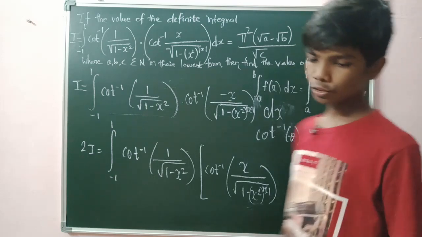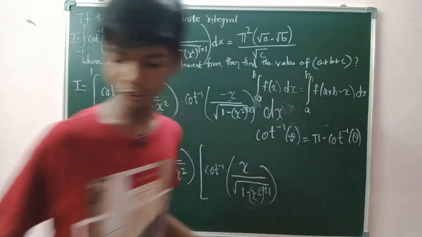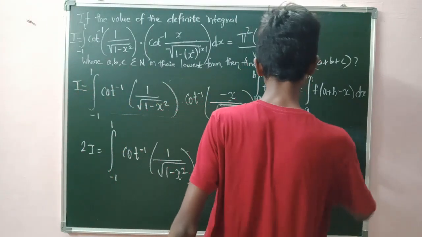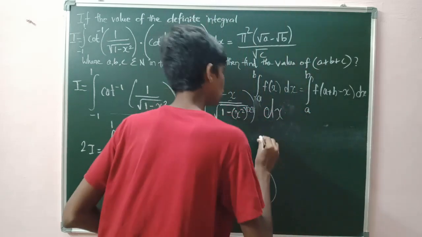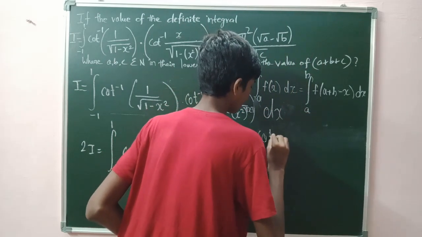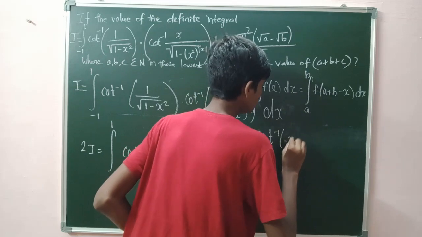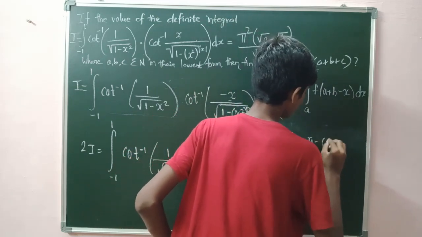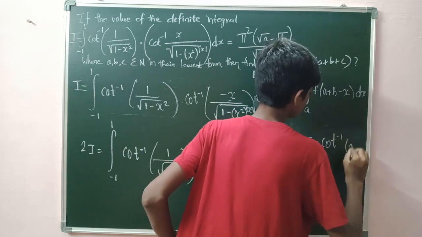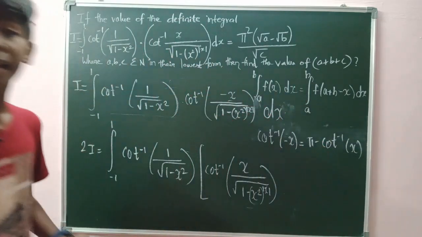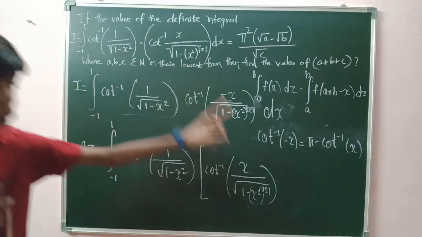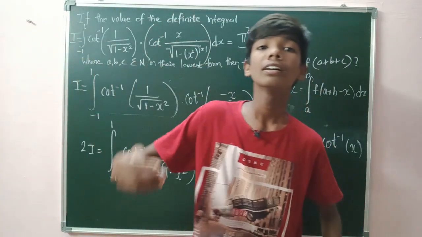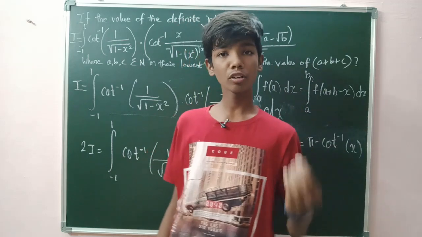Sorry for writing it as theta, because theta we use for angles, right? Here it should be a value. So let me take it as cot inverse of minus x itself. So cot inverse of minus x can be written as pi minus cot inverse of x. This is one property of your inverse trigonometric function. So cot inverse of any negative value can be written as pi minus cot inverse of that particular value.